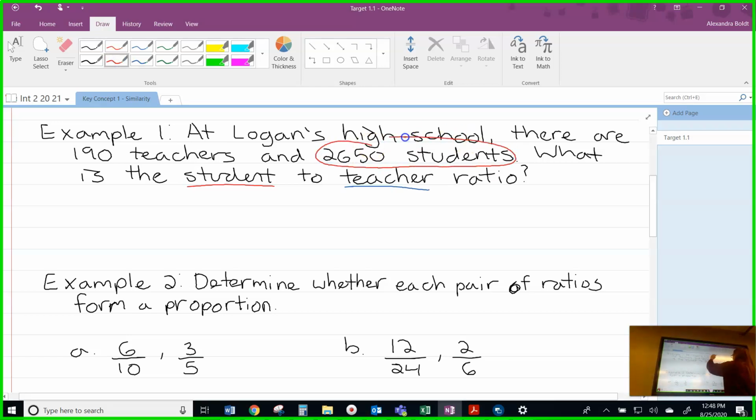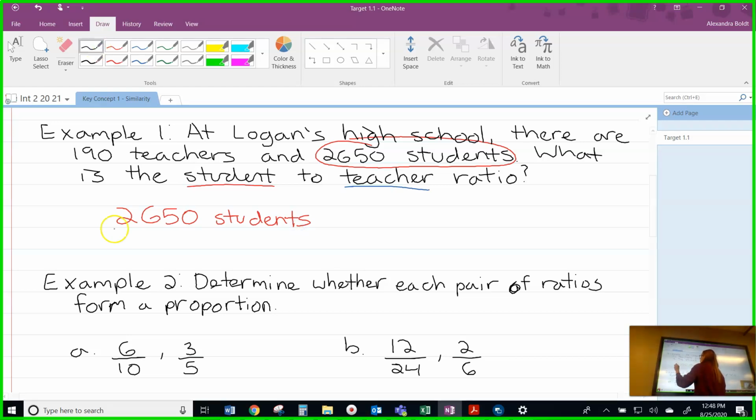I have 2,650 students, and since I want student to teacher, I'm going to start with that student. So I start with 2,650 students. That's kind of where our fraction would go.